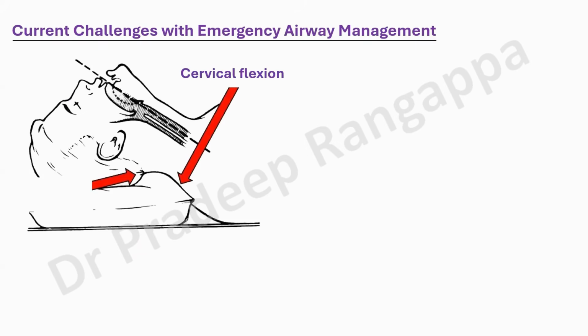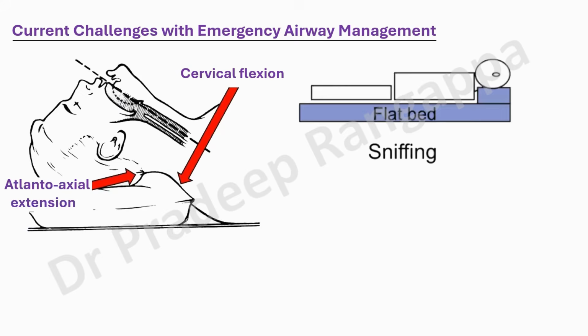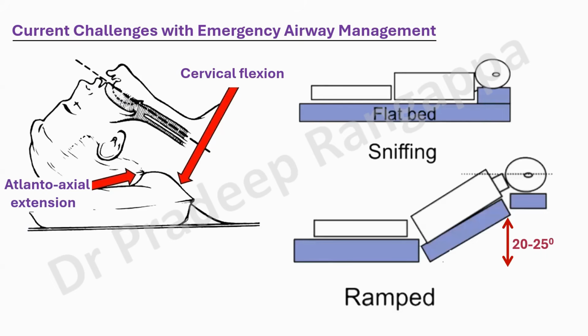Positioning of the patient is terribly important in emergency. In a hurry, don't embark on intubation without neck flexion and head extension. Always keep a pillow below the head or a head ring so that the neck is flexed and the head is extended, ideally in the sniffing position. If someone is very obese, you can use the ramped up position.